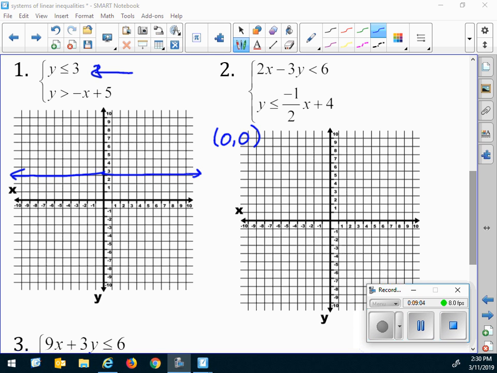So here's what we're going to do. I don't care if you use your colored pencil or your regular pencil. I want you to just make some little arrows this way to indicate to yourself that I know the answers are on that side of the blue line.